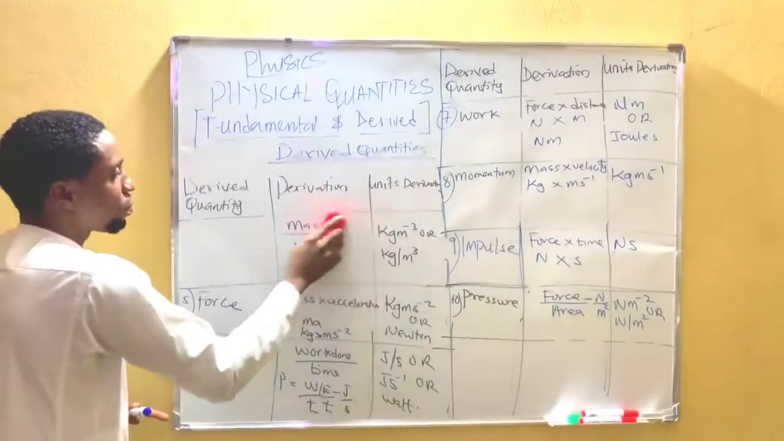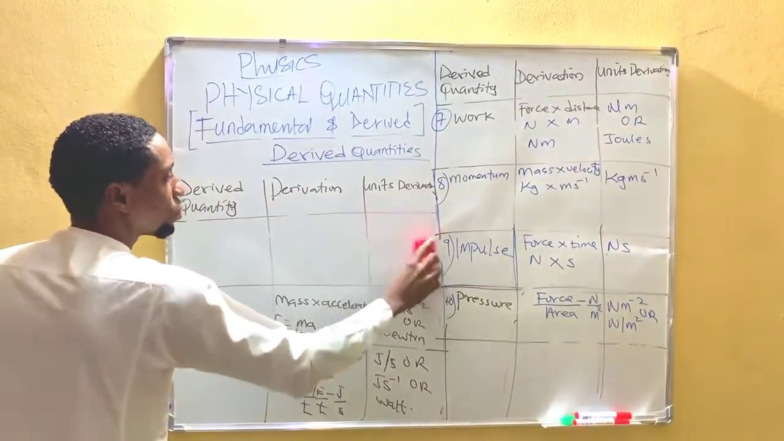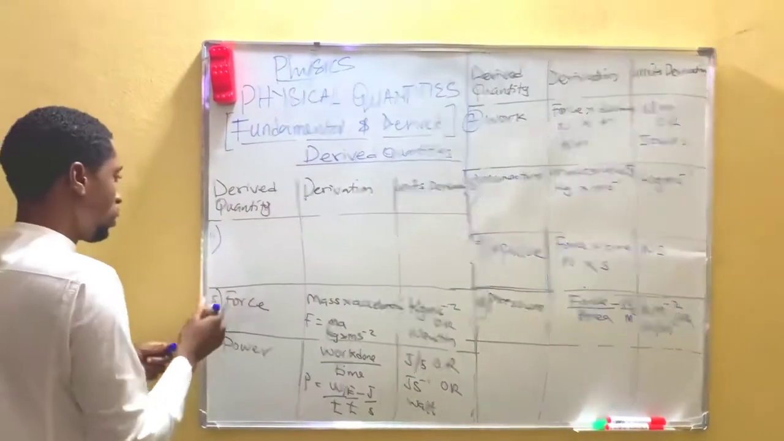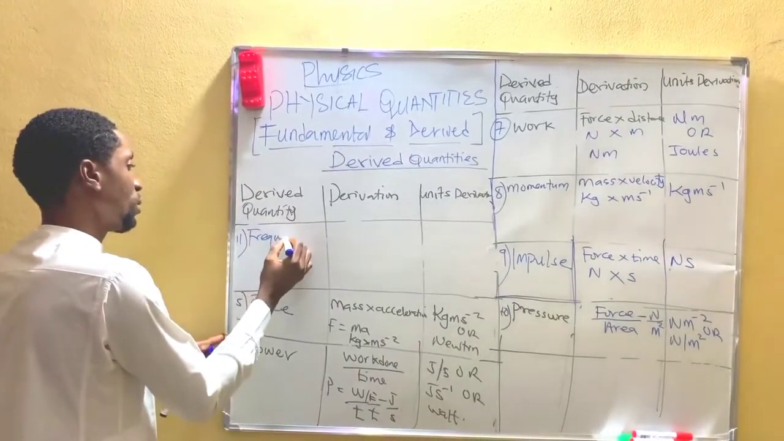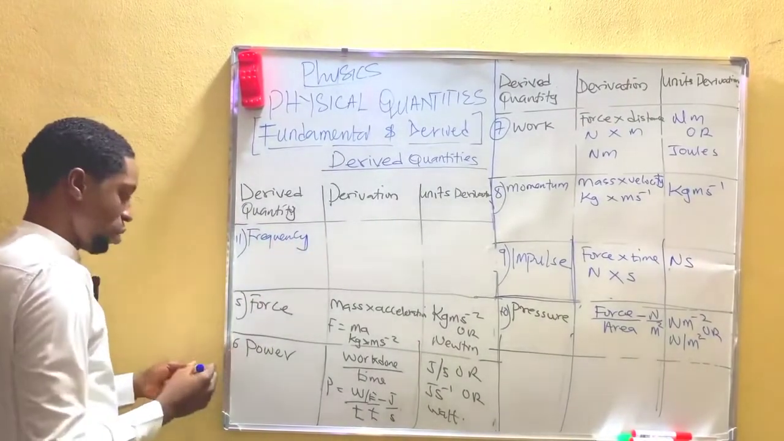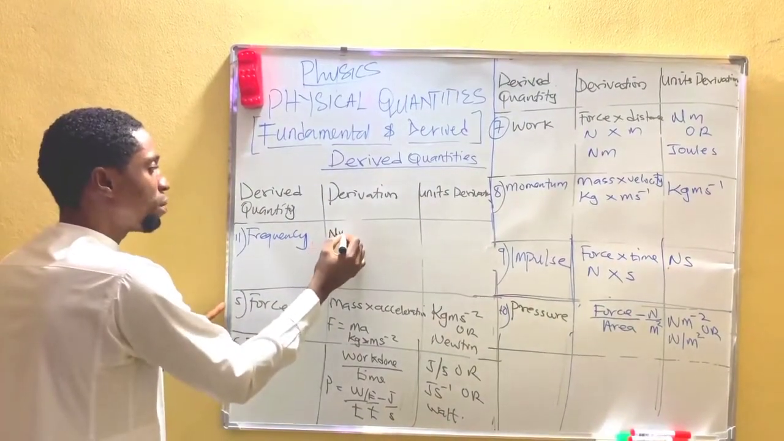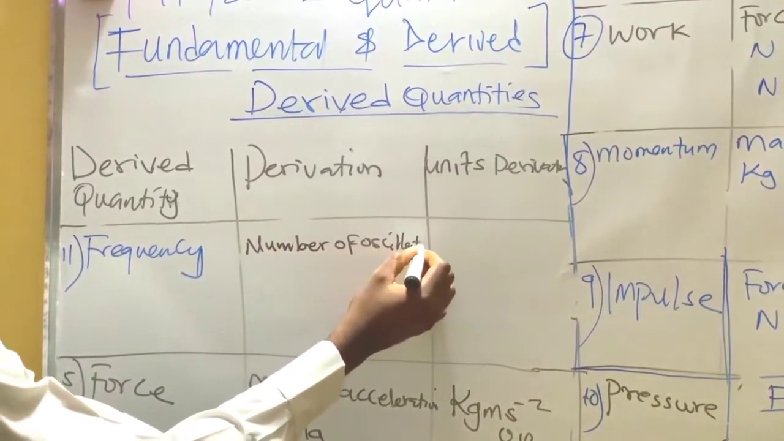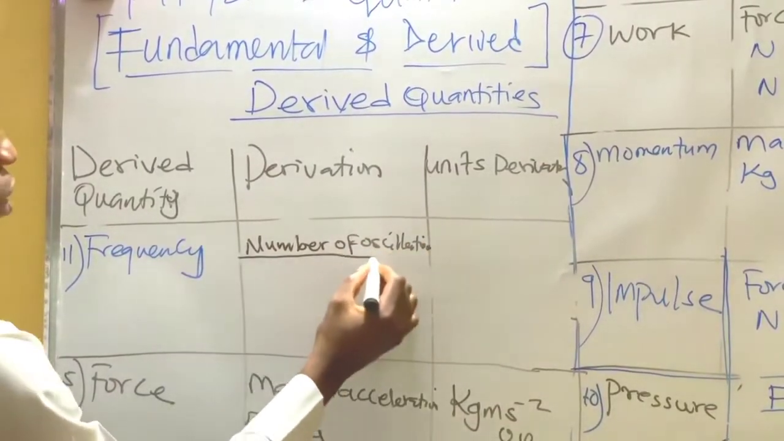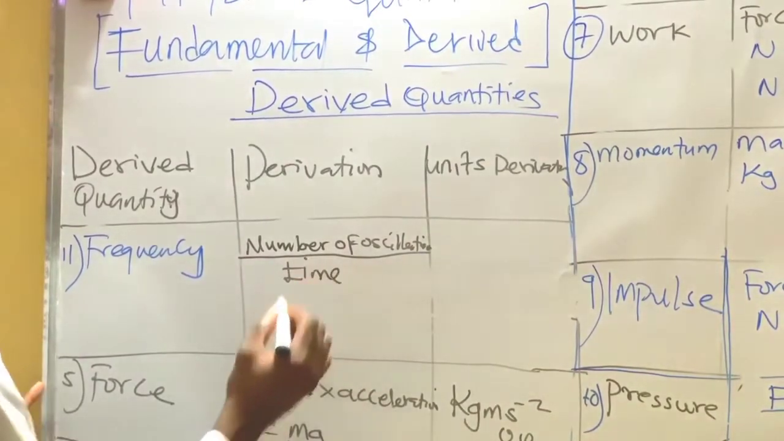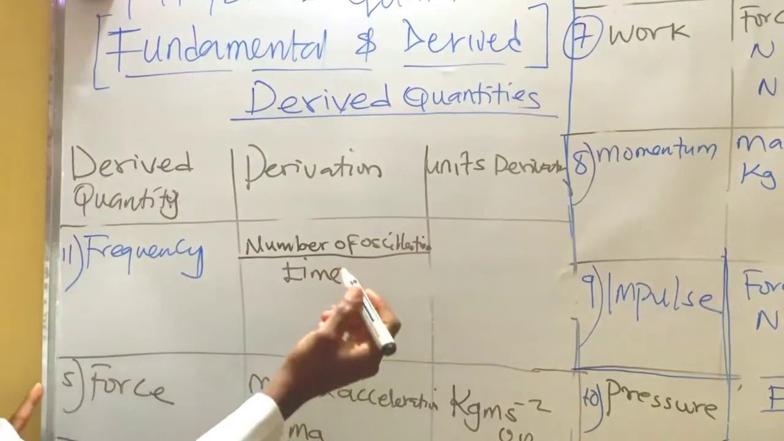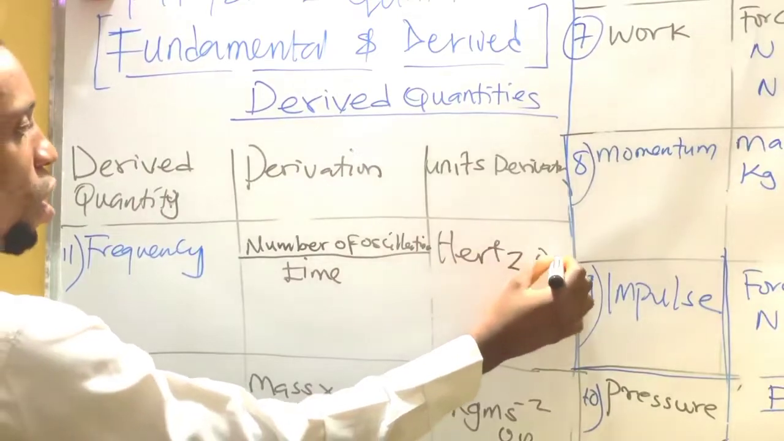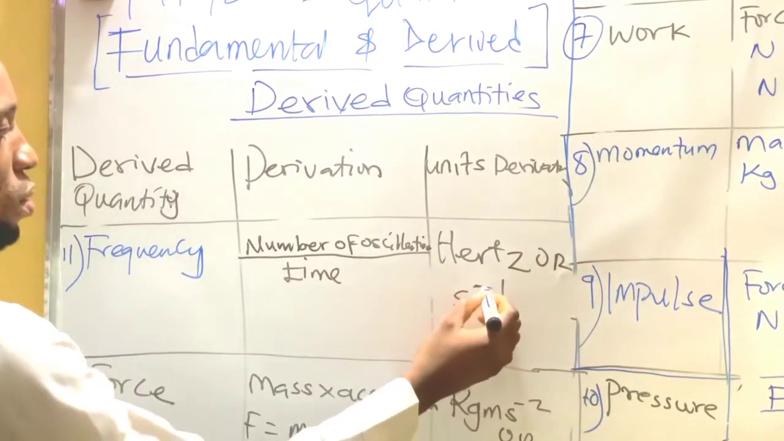Then number 11 on our list. Let's clean this side. Number 11 is frequency. Frequency is number of oscillation all over time. So frequency can be measured in hertz or per second.